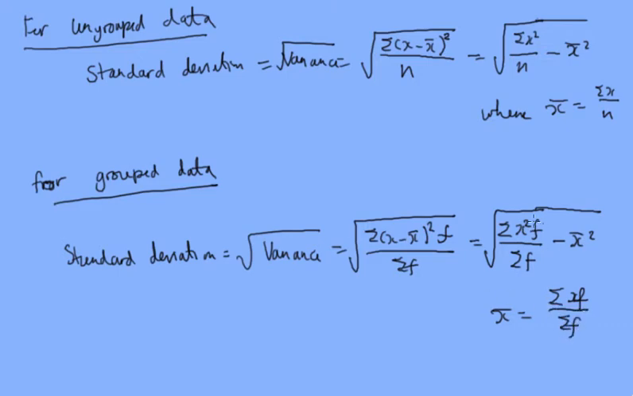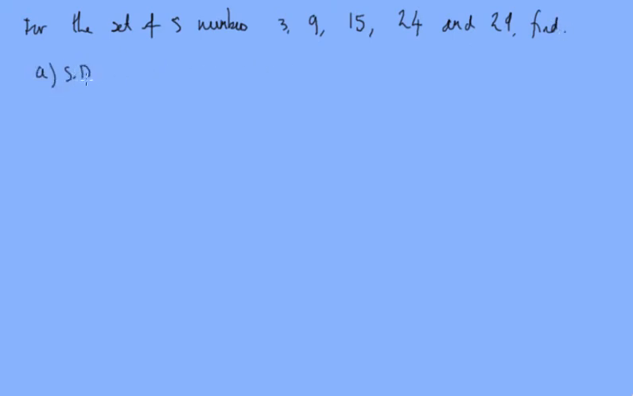Now we'll do some examples just to show you how you calculate these practically, what that looks like in reality. So for the set of 5 numbers 3, 9, 15, 24 and 29, find the standard deviation and which of the 5 values are more than 1 standard deviation from the mean.